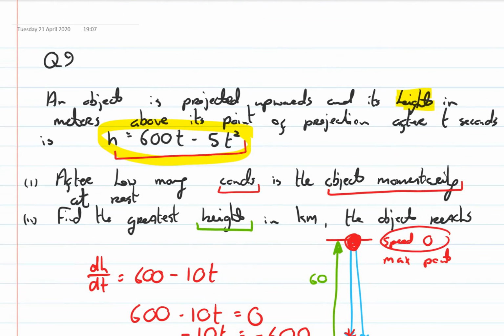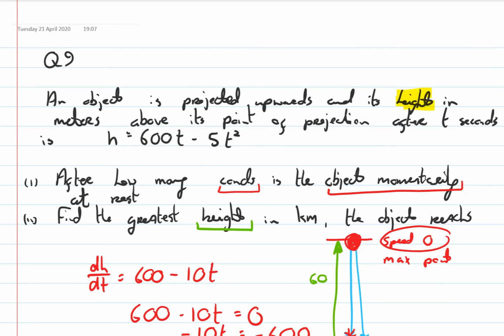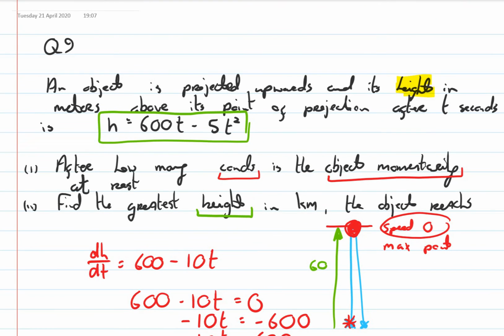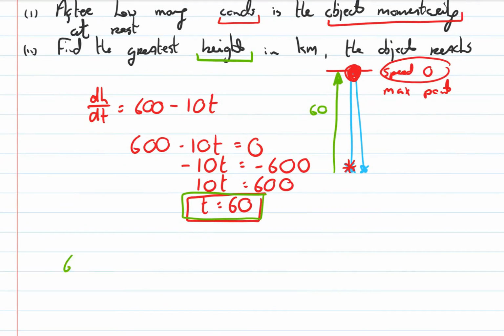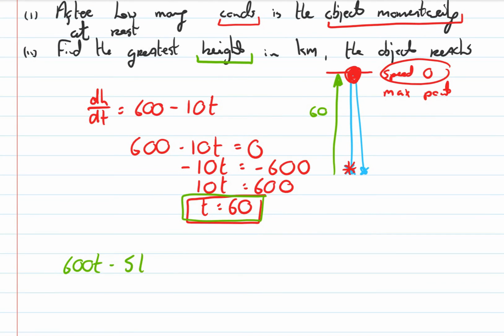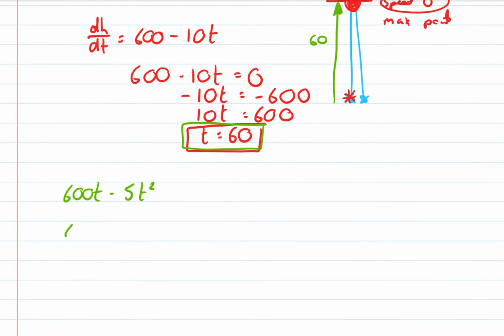Go back here. Look here. Here's a height formula. It says find its greatest height. I know its greatest height is after 60 seconds. There's the formula to find the height after so many seconds. So if I put 60 in for t, it should give me its greatest height. So 600t minus 5t squared, and we'll put 60 in then.